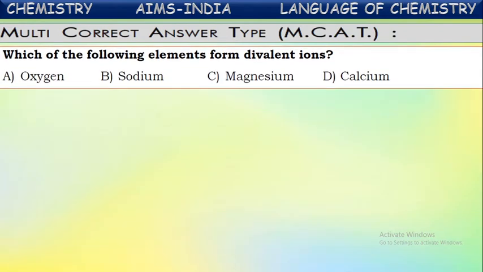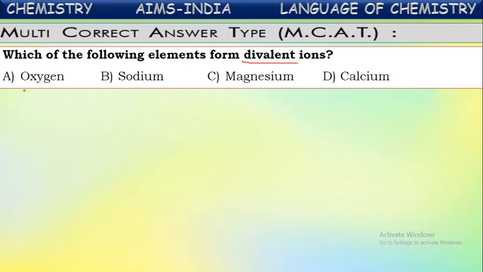So the first one: which of the following elements form divalent ions? See, which of these elements can form a divalent ion? What does divalent mean? Divalent means the ion with two valency. So which of these elements can form ions with two valency?